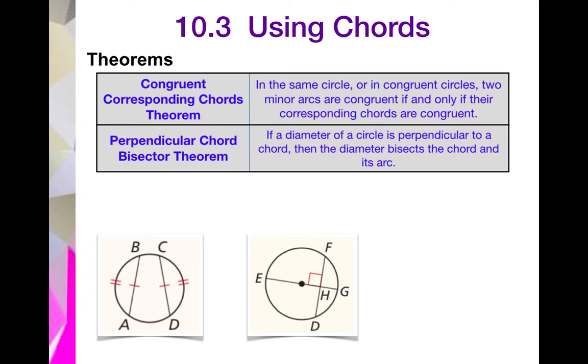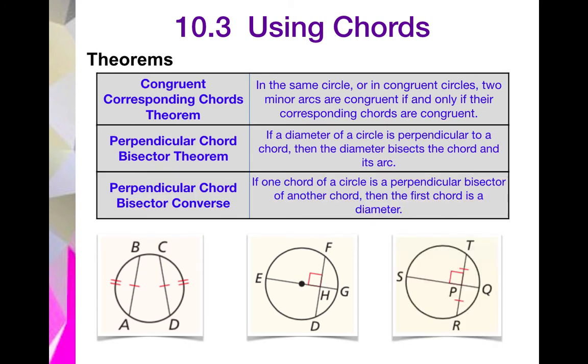The next one is the perpendicular chord bisector theorem, and this is really important. If a diameter of a circle is perpendicular to a chord, so here's my diameter, EG, and it's perpendicular to this chord FD, then the diameter bisects the chord into two parts, and it's perpendicular to that chord. So this is a diameter and a chord, and if it's perpendicular, then it bisects it, and it bisects the arc also. FG is the same as GD.